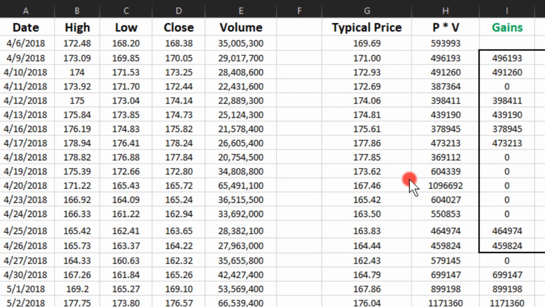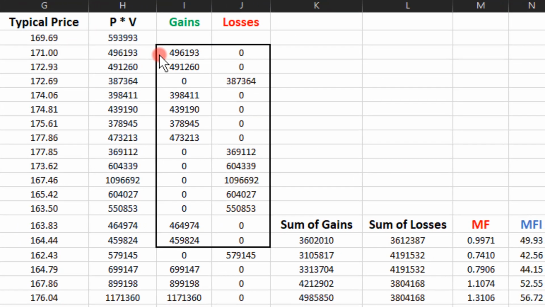And I just repeat that all the way down for each day. High, low, close divided by 3 gives you a typical price. Multiply it by the volume. That gives you that number. Then what I'm going to do is record the gains and the losses exactly like I did with RSI. So for instance, my first point right here, we went from 169.69 to 171. That is a gain. Prices went up. That's all I need to see to understand that it's a gain. So I take this P times V number and I record it as a gain.